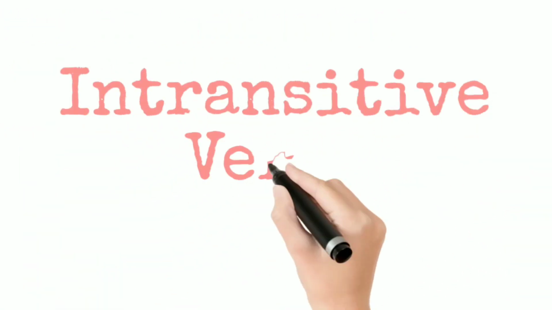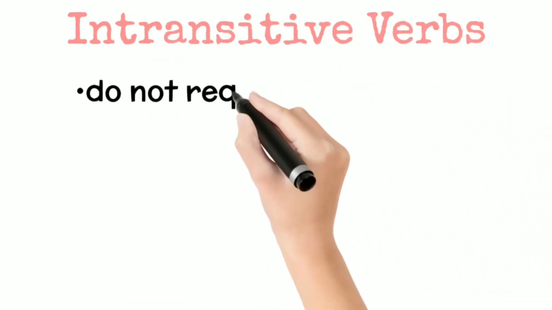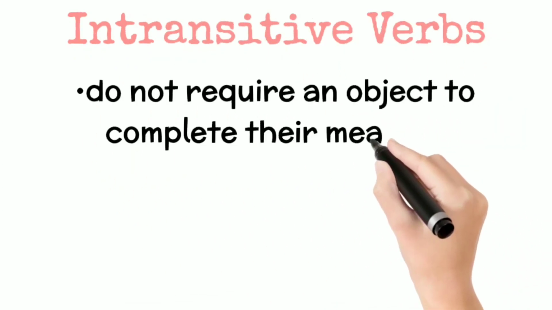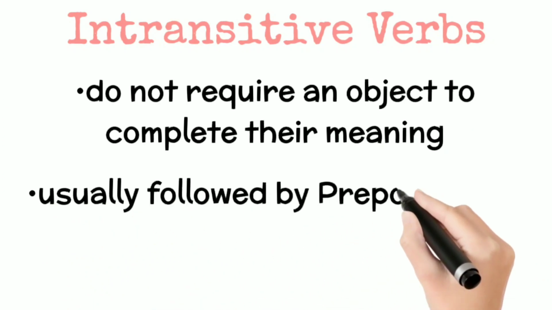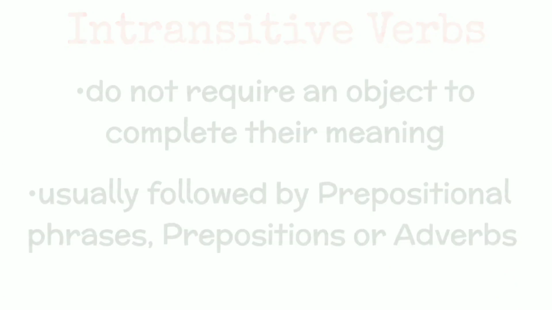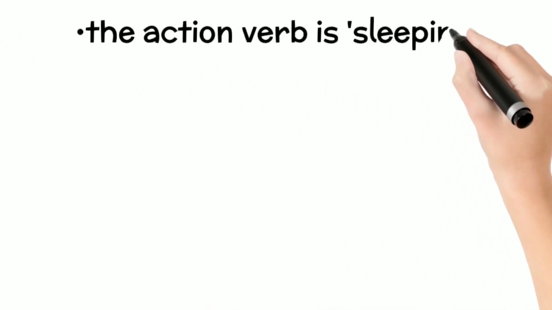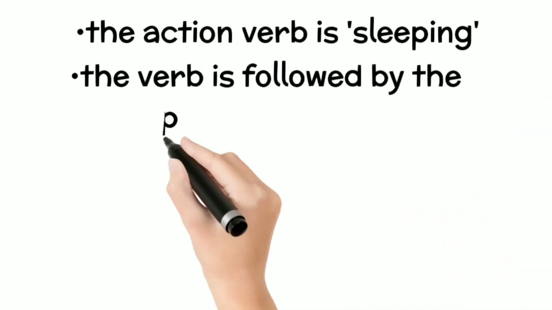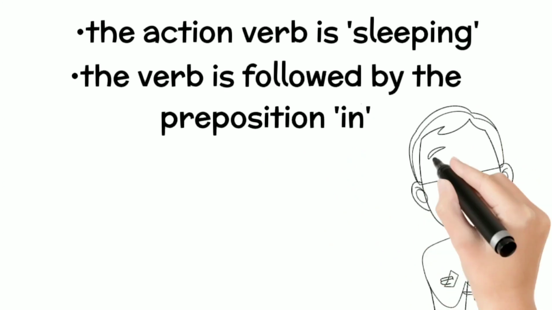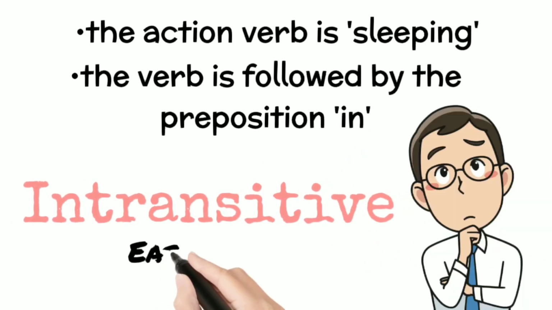Super! Now let's discuss intransitive verbs. Intransitive verbs do not require an object to complete their meaning. They are usually followed by prepositional phrases, prepositions, or adverbs. The baby is sleeping in the cot. In this sentence, the action verb is sleeping. The verb is followed by the preposition in. What does this tell us? This tells us that the verb is intransitive.